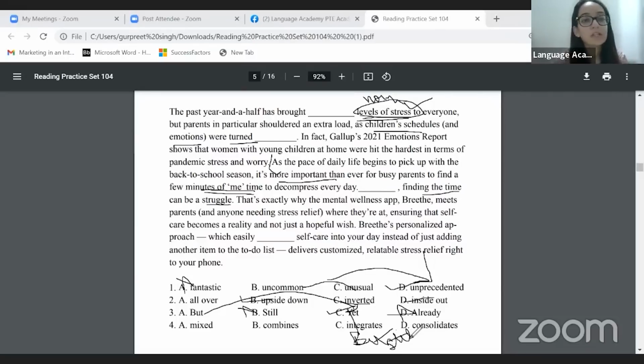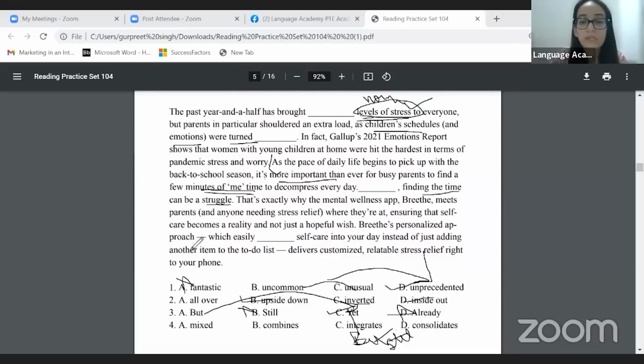How is it fitting here is you said in the previous sentence that everybody knows it is important, but still finding that time is a struggle. So that is why but and still both are needed. That's exactly why the mental wellness app Breathe meets parents where they are at, ensuring that self care becomes a reality and not just a hopeful wish. Breathe's personalized approach, which easily dash self care into your day instead of just adding another item to the to do list, delivers right to your phone.